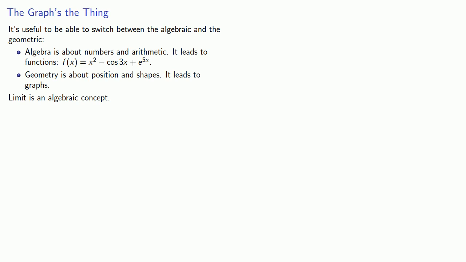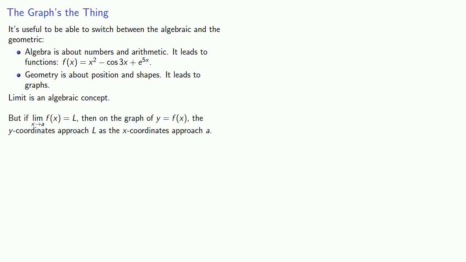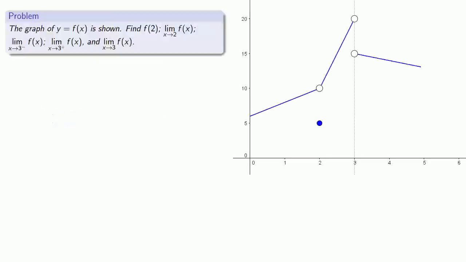If the limit as x approaches a of f of x is some value L, then on the graph of y equals f of x, the y coordinates, which are the f of x values, approach L as the x coordinates approach a. For example, suppose we have the graph of a function. So let's find a couple of different things. Let's find a function value as well as a couple of limits, both one-sided and unqualified.